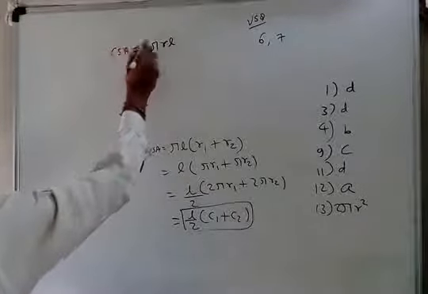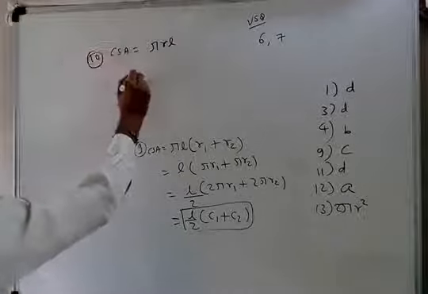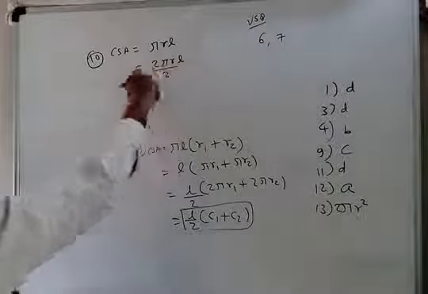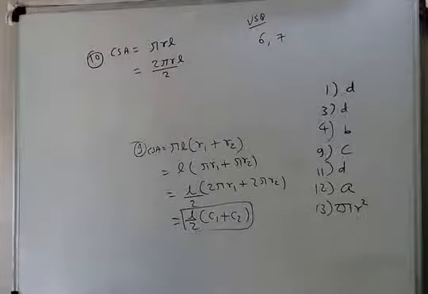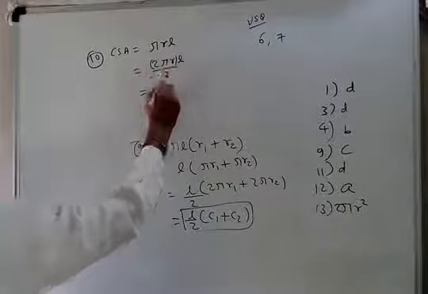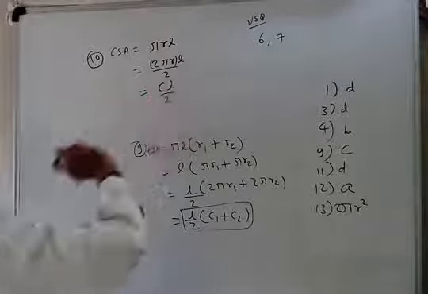CSA of cone equal to pi r L. Okay, that is number 10. So it will be 2 pi r L upon 2. Why? I want 2 pi r there, so that I can write C here. So in place of 2 pi r, I can write C into L upon 2.